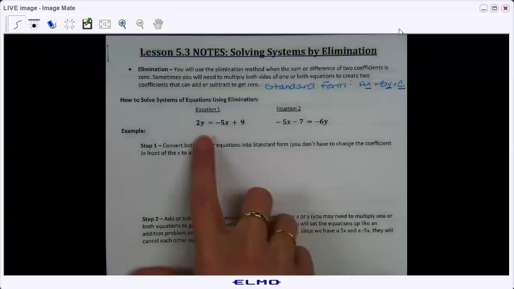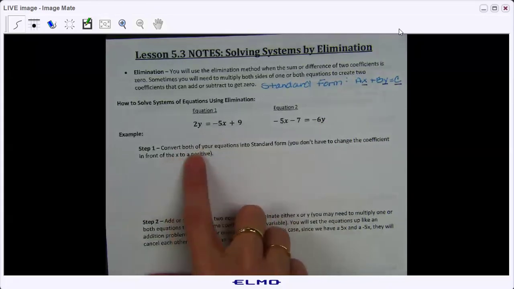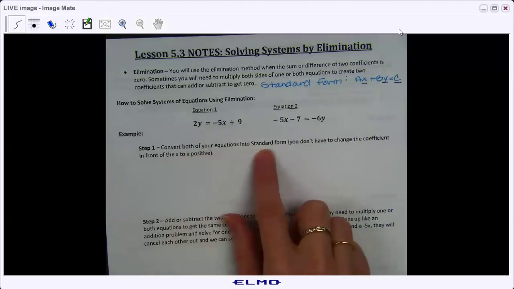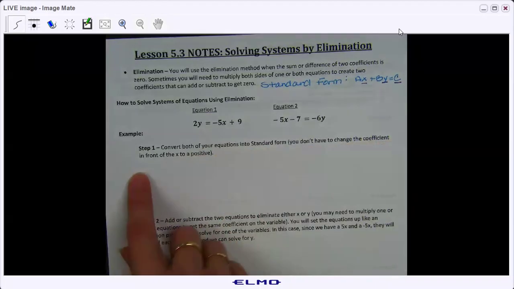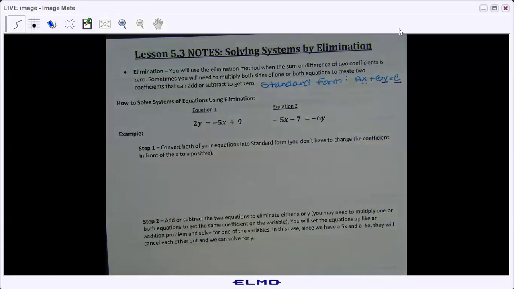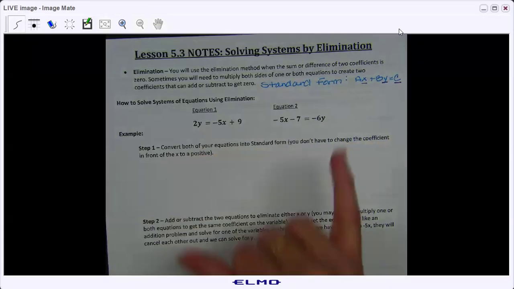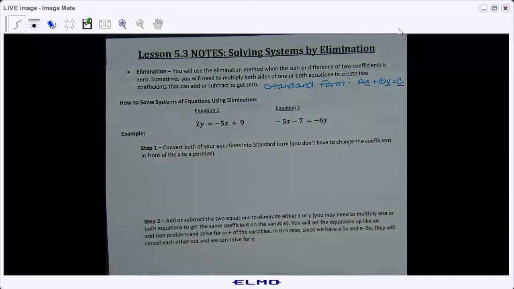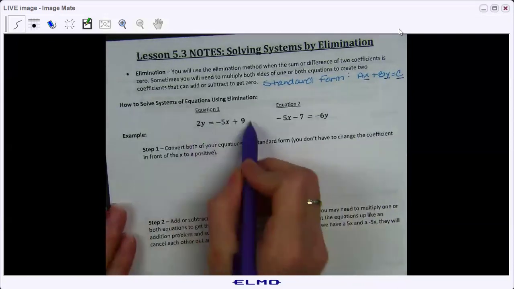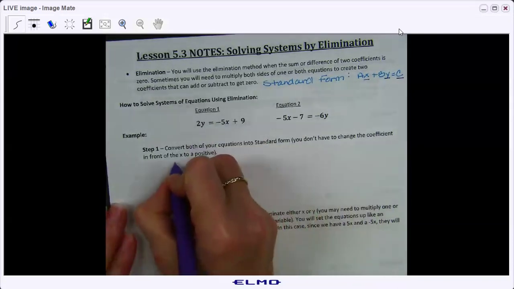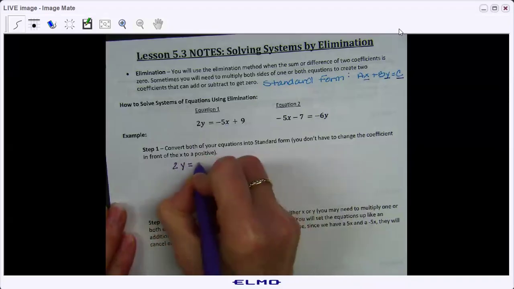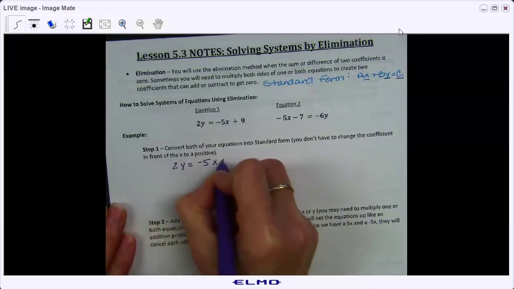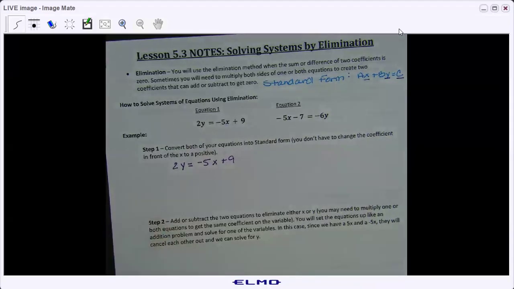Let's look at this first one. Convert both of your equations into standard form. You do not have to change the coefficient in front of the x to positive. The correct way to write standard form means that the coefficient in front of x has to be positive, but in this case, it doesn't when you're solving systems, okay? So I'm going to write out this first equation right here: 2y equals negative 5x plus 9. And I'm going to rewrite it into standard form.